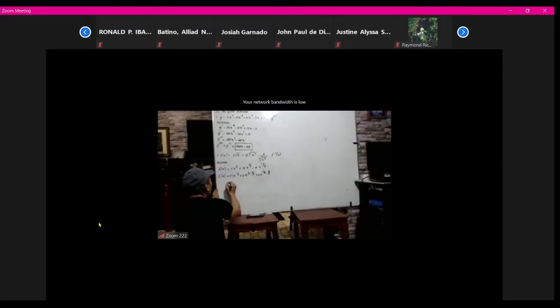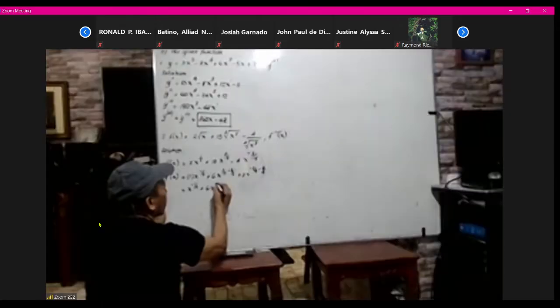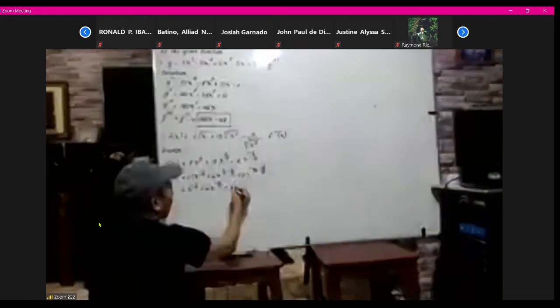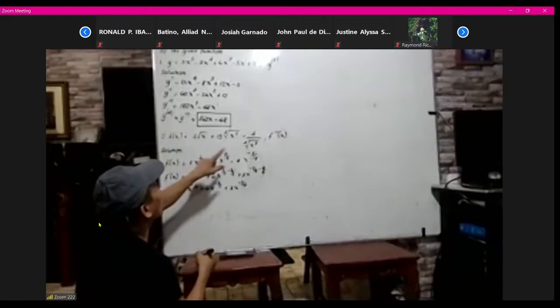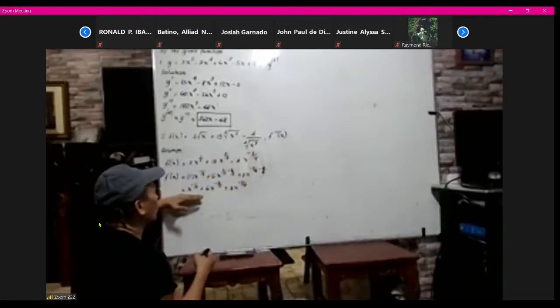Okay, so therefore we have x raised to negative 1 half, then plus 6x raised to 2 minus 5, negative 3 all over 5. Then plus 3x, negative 3 minus 4, negative 7 over 4. Okay, so makikita natin ang mga power natin ay puro negative. Okay, since hindi pa naman yan ang kinukuha natin kasi the third derivative, hayaan muna natin yan.